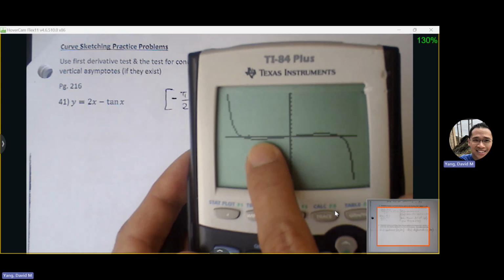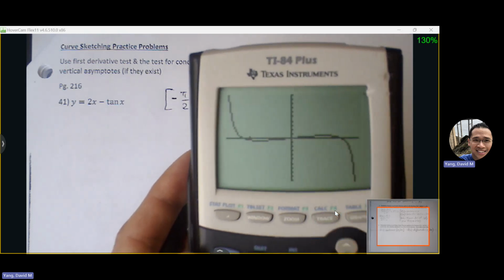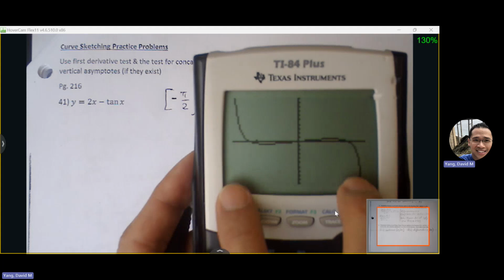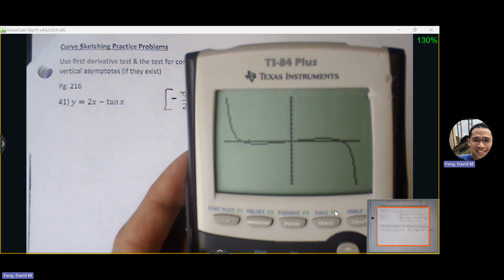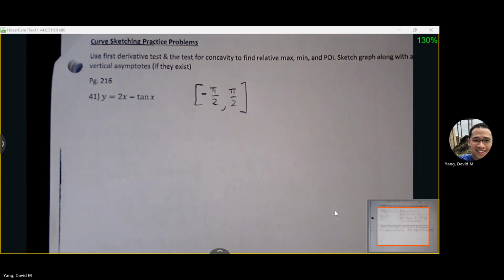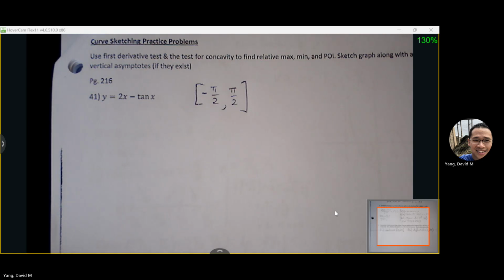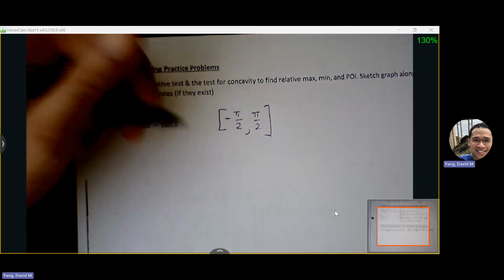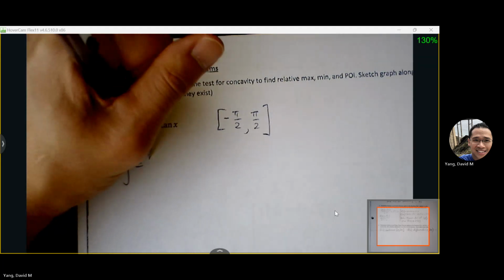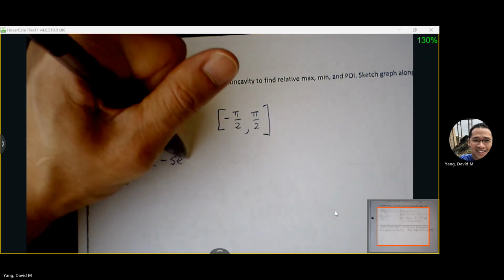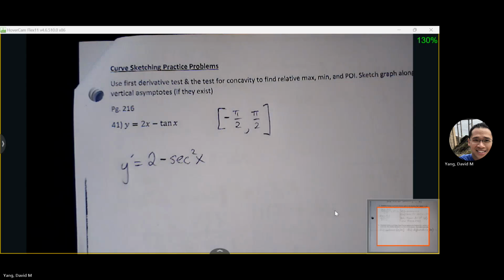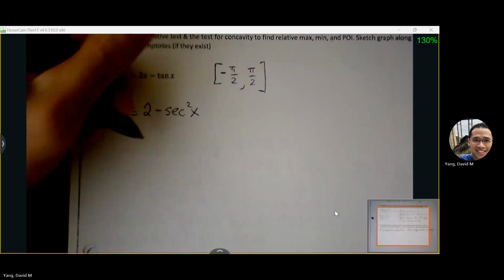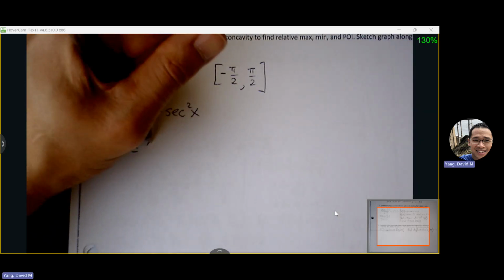So decreasing, relative minimum, increasing, relative max, and decrease after that, and asymptotes at negative pi over 2 and pi over 2. Okay, so start off with the derivative. Set the derivative equal to 0.